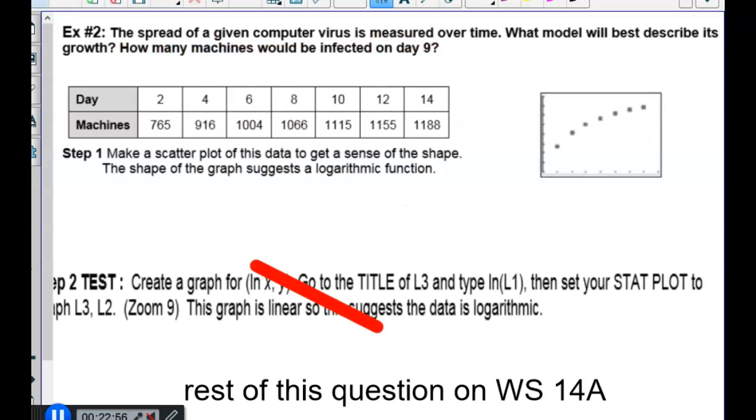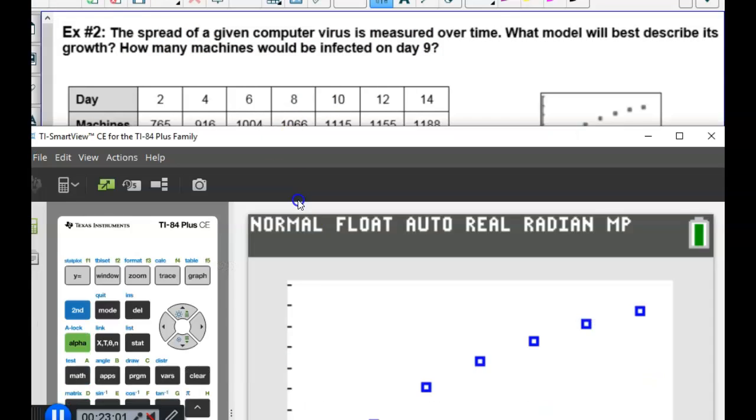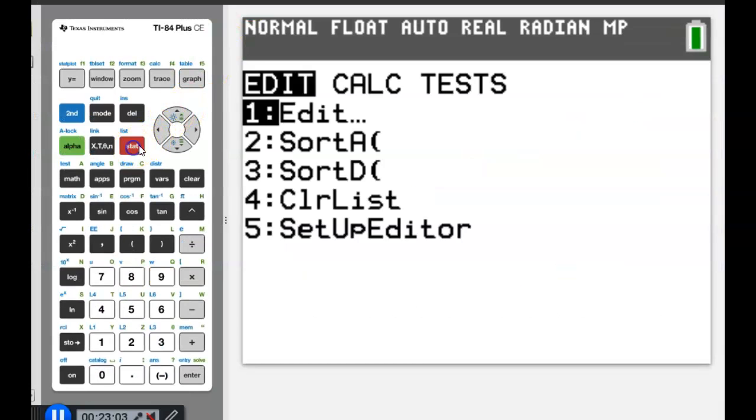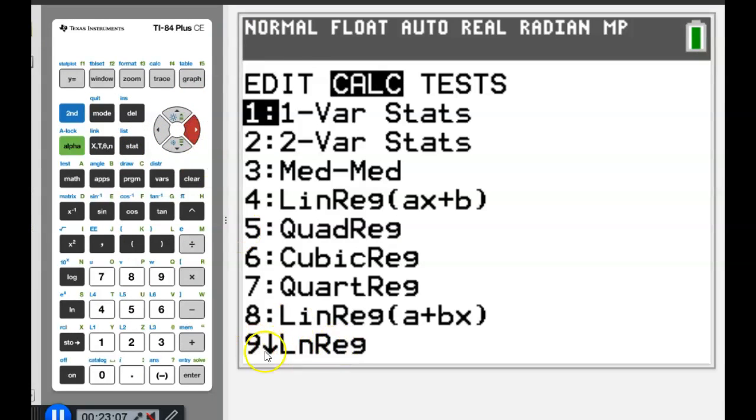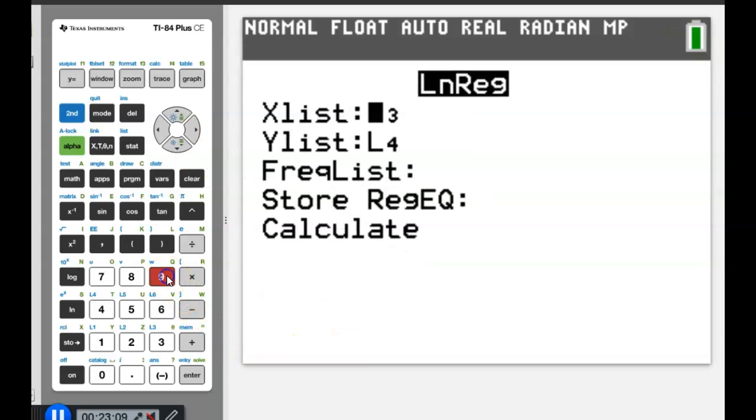I have lost my place totally. Am I on this one? Okay. So I would go stat, right arrow, and it's ln regression number 9. And mine were in 5 and 6. Does that sound right, guys? And then this is what it looks like. Whoa, let me go back up here and save it.